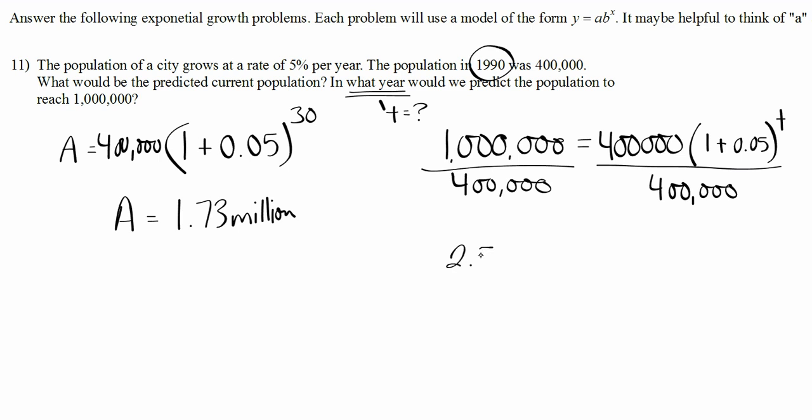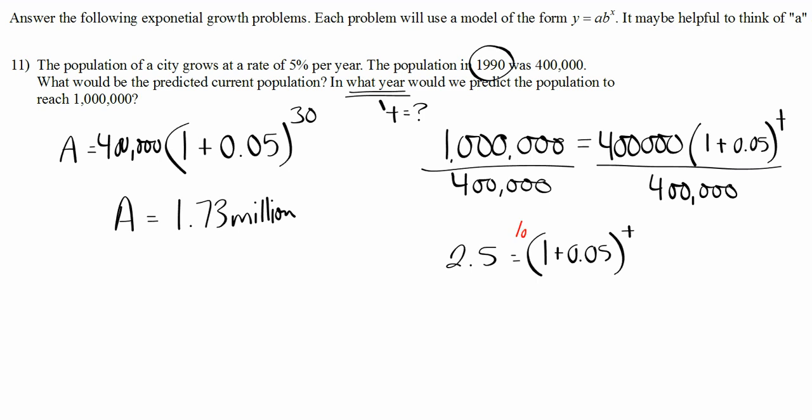We get 2.5 equals 1.05 to the t. And we've talked about new ways to solve this, and so I'm going to use one of those new ways. You can put both of these things into the calculator, 2.5 and y1, so you're going to graph both of them, 1.05 to the t, graph them both, find the intersection, and you'll find out the time.